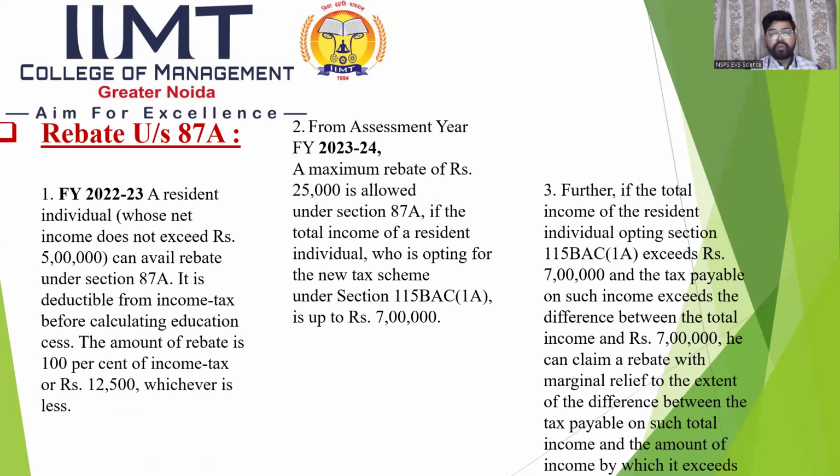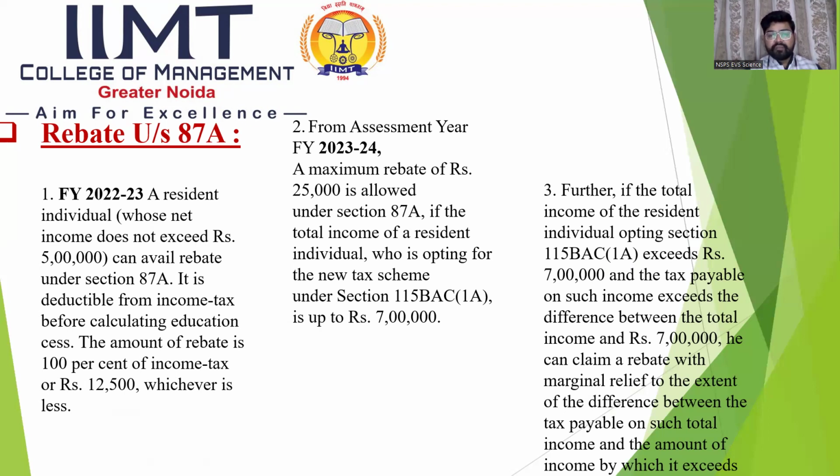The second point: from financial year 2023-24 and assessment year 24-25, a maximum rebate of rupees 25,000 is allowed under section 87A if the total income of a resident individual who is opting for the new tax scheme under section 115BAC subsection 1A is up to rupees 7 lakh, and further, no deduction from 80C to 80U is allowed in that scheme.